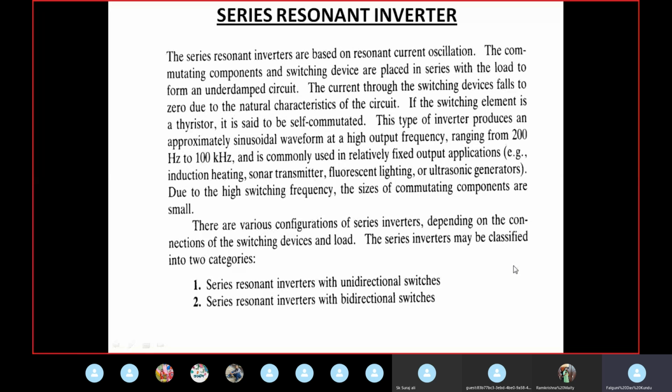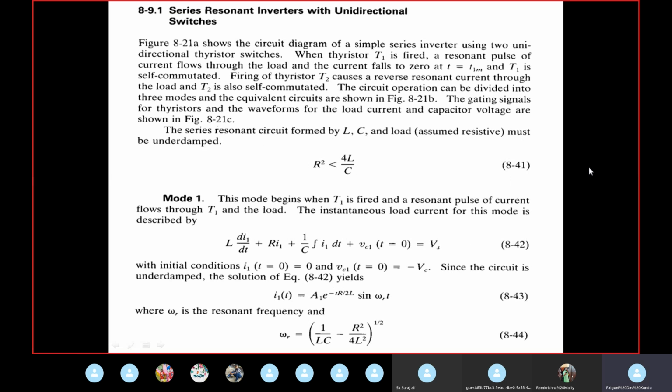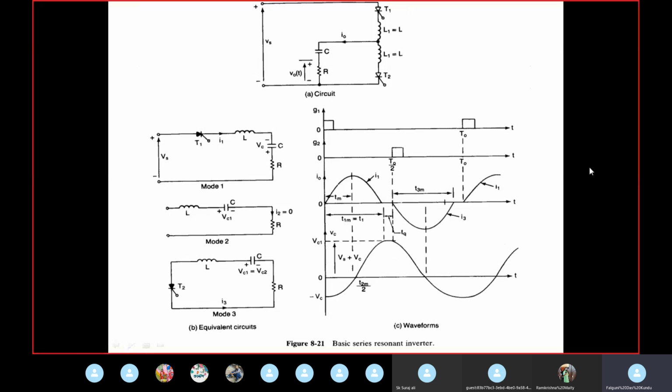There are various configurations of series inverters depending upon the connections of the switching device and load. The series inverters may be classified into two categories: series resonant inverters with unidirectional switches and series resonant inverters with bidirectional switches. At first we have to discuss the series resonant inverters with unidirectional switches.